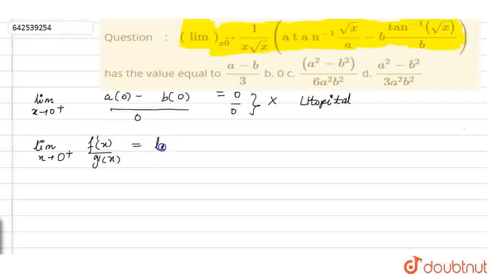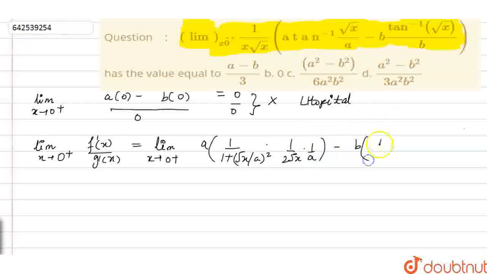So finally, when we differentiate the numerator part, that is a into tan inverse root x upon a minus b into tan inverse root x upon b, so this equation becomes a into 1 upon 1 plus root x upon a square into differentiation of root x by a is 1 upon 2 root x into 1 upon a. Similarly, we differentiate b tan inverse root x by b, so this becomes b into 1 upon 1 plus root x upon b square into 1 upon 2 root x into 1 upon b.